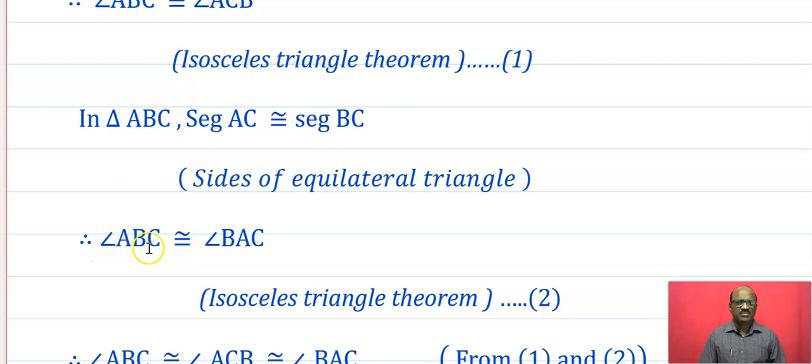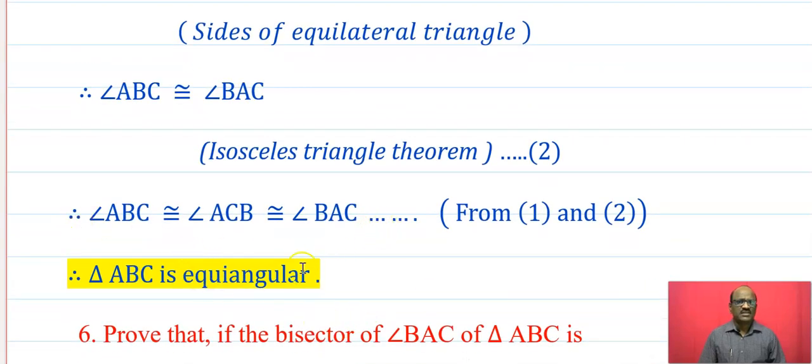Therefore the measure of angle ABC is congruent to the measure of angle BAC, by the isosceles triangle theorem. Therefore from 1 and 2, all these angles are equal. That is, the measure of angle ABC is congruent to the measure of angle ACB, which is congruent to the measure of angle BAC, and therefore triangle ABC is equiangular.